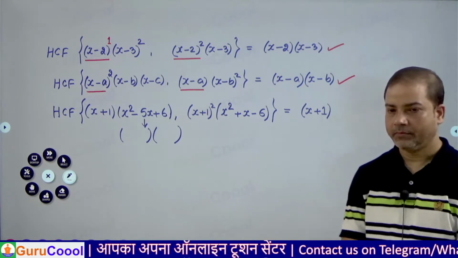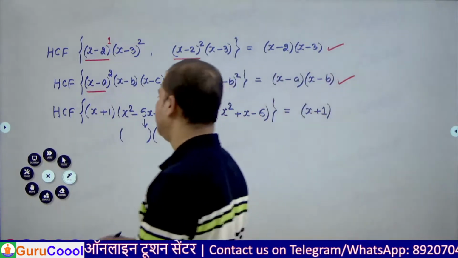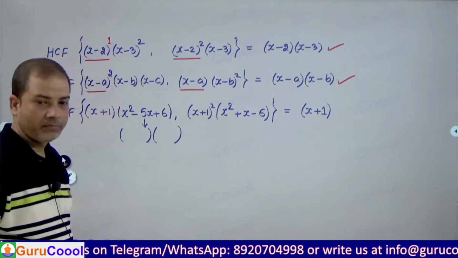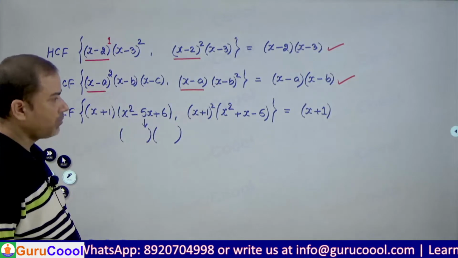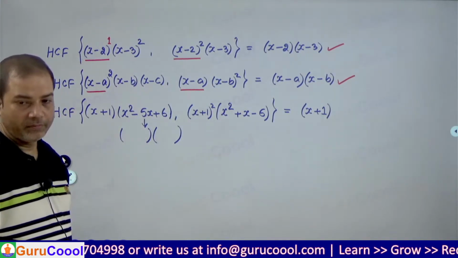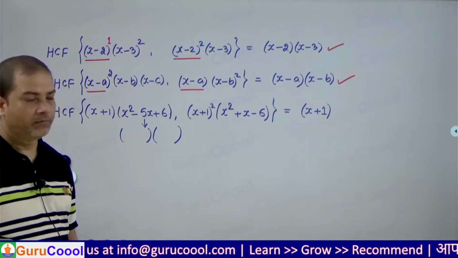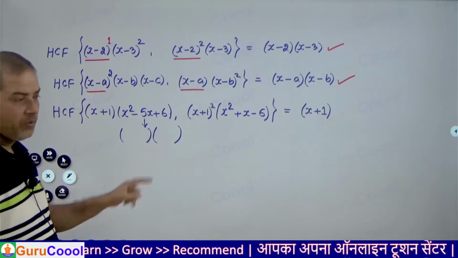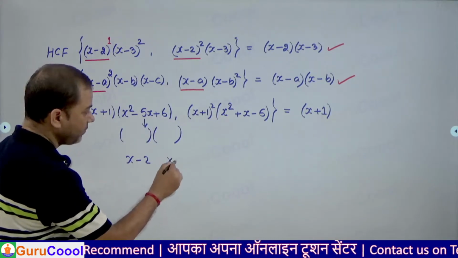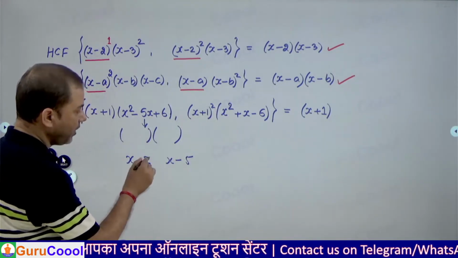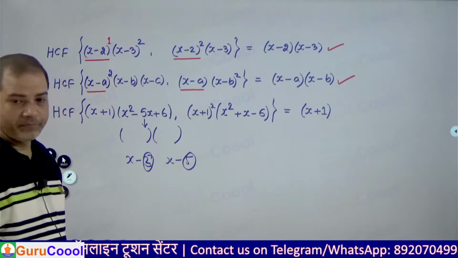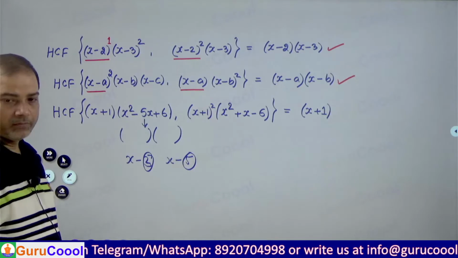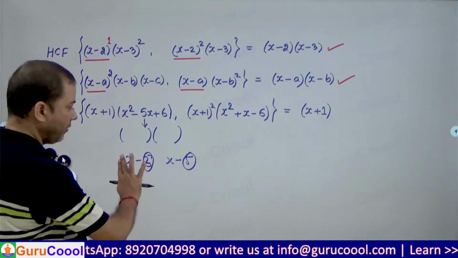Sir, the first factor is x minus 3 and the second is x minus 5. What is 3 times 5? Sir, 15. Do you see 15 there? If you write x minus 3 and x minus 5, want to multiply 3 with 5? Do you have 15 there? No, sir. Have you learnt it?